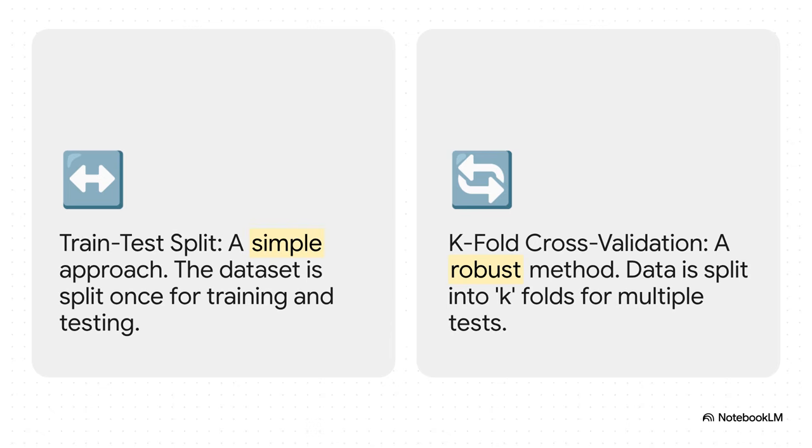The simple train-test split is kind of like using 80% of your evidence to build your theory, and then using that last 20% to test it. But a more robust way is k-fold cross-validation. Here, you might split the data into, say, 5 chunks, and you test your model 5 different times, using a different chunk for testing each time. It's more work, but it gives you a much more reliable score.